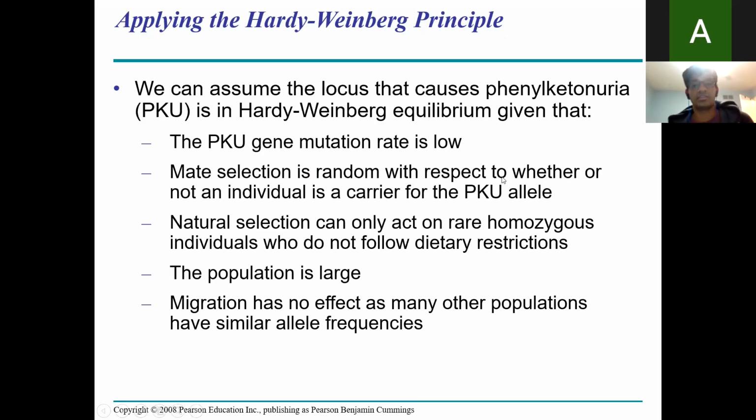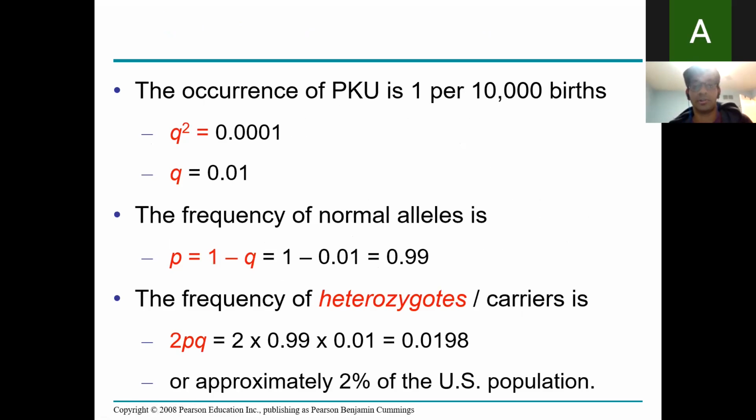Take, for example, a trait that has been analyzed for Hardy-Weinberg. The mutation rate is very low. The mating is random, as in they don't care whether or not a mate has this allele. Natural selection is very, very rare, the population is large, and migration isn't really present or doesn't have an effect on this allele. So this allele would likely be in Hardy-Weinberg equilibrium.